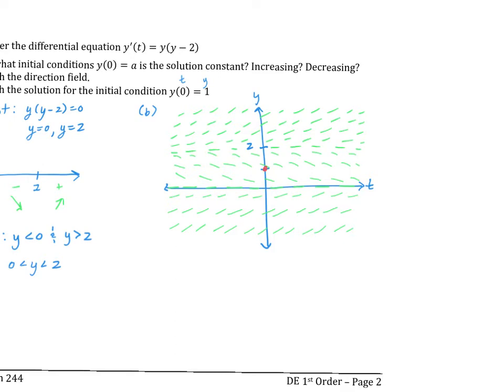I need to draw my solution curve, so I'm just going to follow my slope field direction. And that would be just a rough sketch of the direction field and that particular solution, that particular function that gives a solution for those initial conditions.